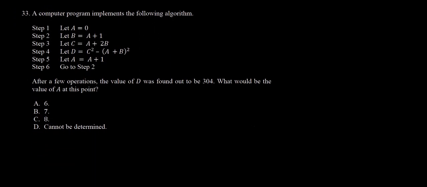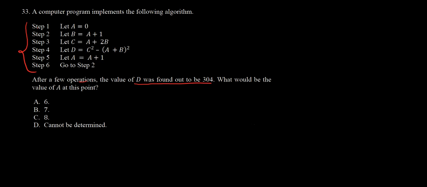Now let's move on to the second question of this video, which is question number 33. In question 33 it says a computer program implements the following algorithm. Here we can see 6 steps are given which is implemented by a computer program, and the question is, after a few operations the value of D was found to be 304. What will be the value of A at this point?